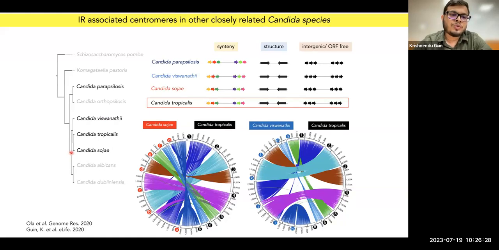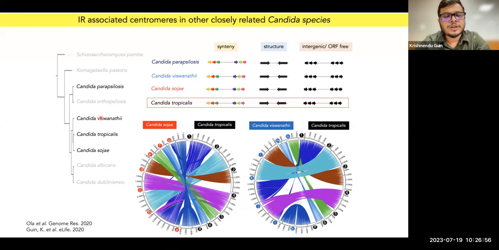So we are trying to show whether this species has inverted repeat associated centromeres in the last common ancestor or not at this point. To prove this point, we looked at the centromere DNA sequences for other Candida species, and we sequenced the species Candida sojae and used the publicly available DNA sequences from the NCBI database for Candida viswanathii and Candida parapsilosis.